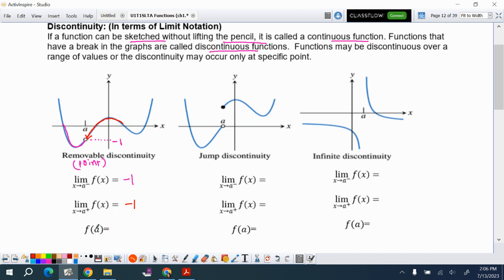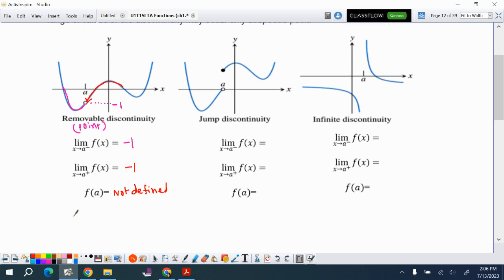Is function defined at a? Not defined because there is a hole. You can say that there is an open circle. Open circle means not defined. So what is the limit x approaches a if there is no plus or minus? What do we write here? Because these two numbers are same, we say limit from the left, limit from the right is the same number. So these two numbers are same, so this is also same.